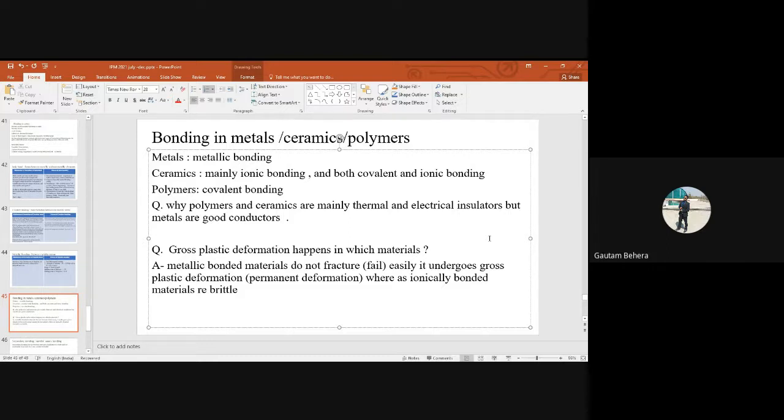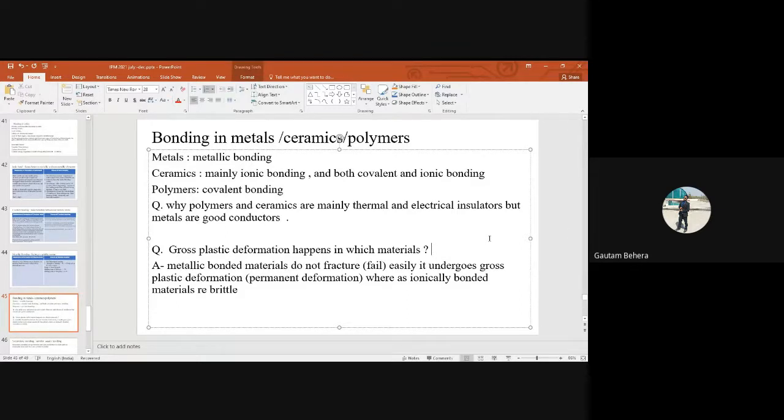But in the case of ceramics, they are brittle. If you remember, no gross plastic deformation will happen if you apply a load. If you apply a huge load on ceramics, they will break down into pieces. But in the case of metals, they will elongate.